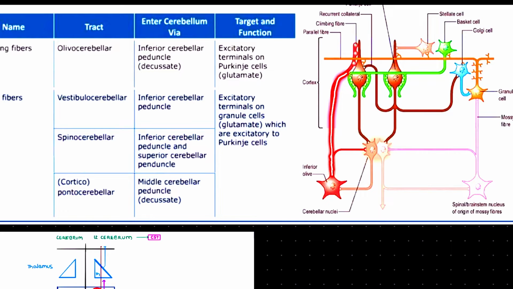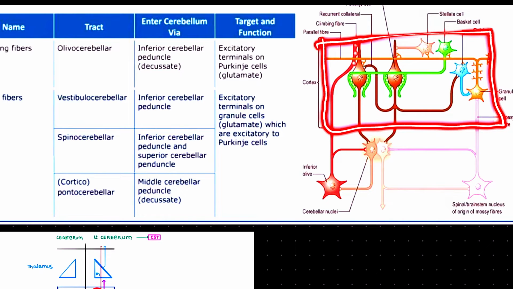It will go all the way up to meet what? What are these? These are our Purkinje cells. I have already said this whole structure. What is this? It is the cortex, right? It is the cortex, and below we have white matter.